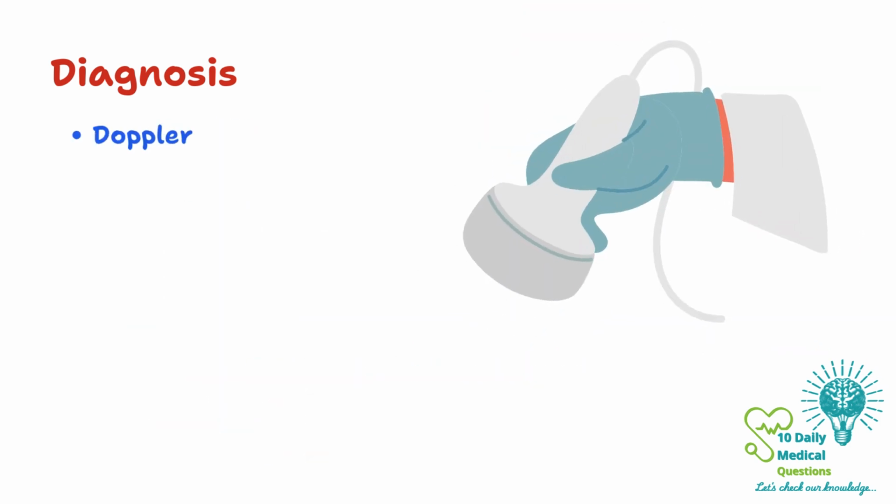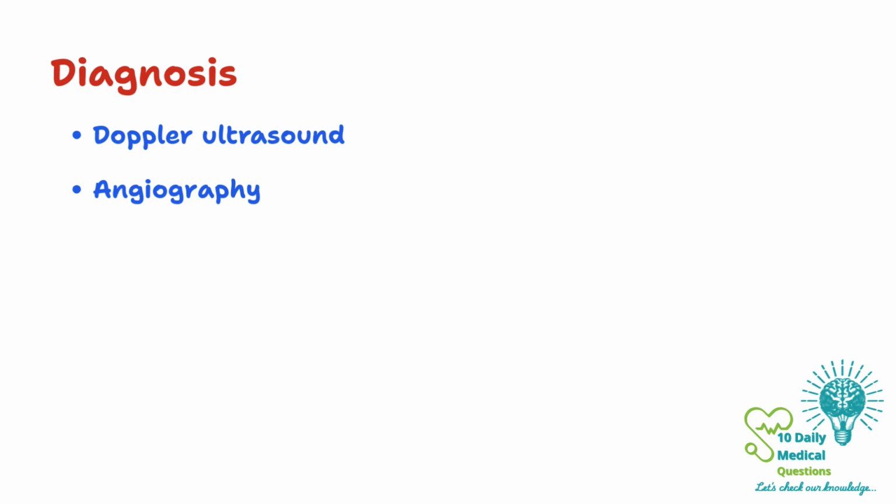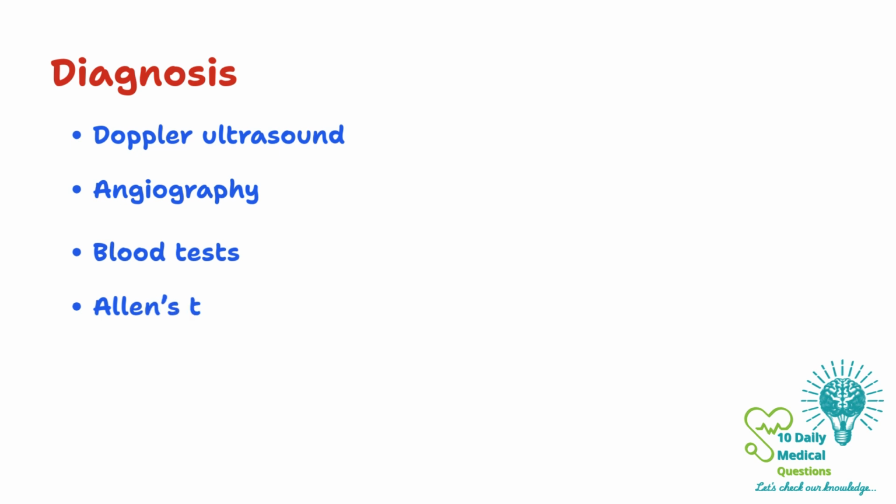Key diagnostic methods: Doppler ultrasound can show reduced blood flow in affected arteries. Angiography reveals segmental arterial occlusion with a corkscrew appearance due to collateral vessel formation. Blood tests are performed to exclude autoimmune or hypercoagulable conditions. Allen's test evaluates hand circulation before considering procedures like bypass surgeries.